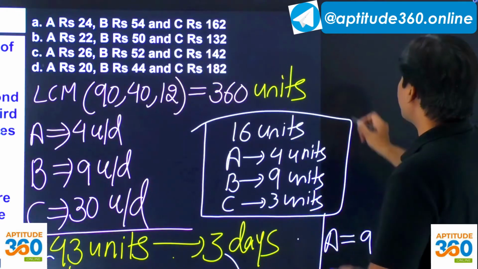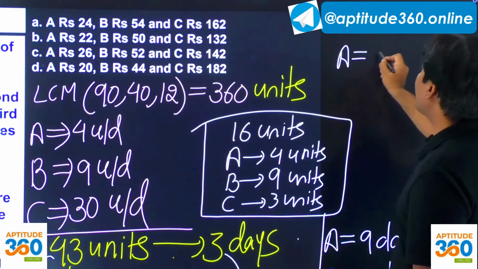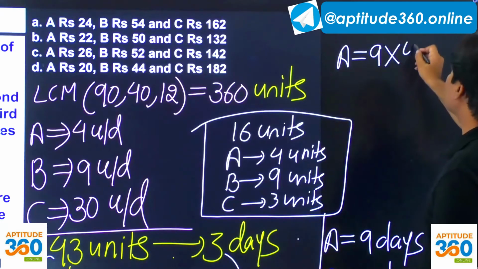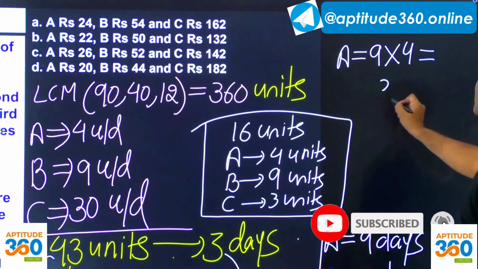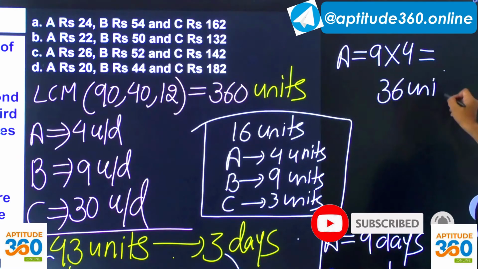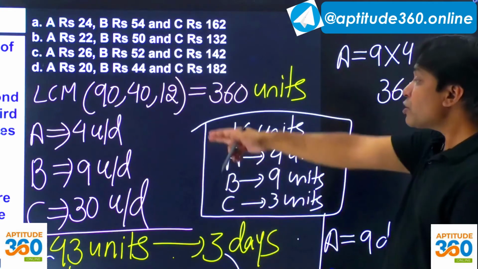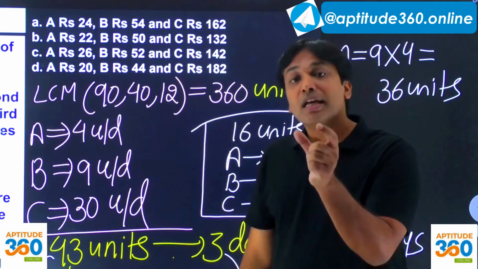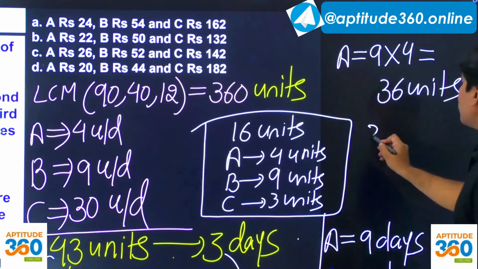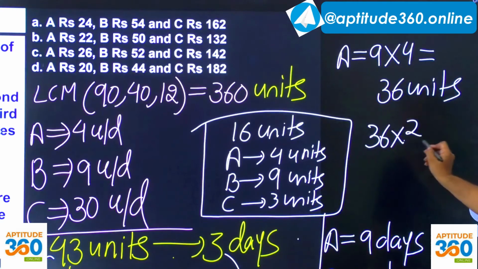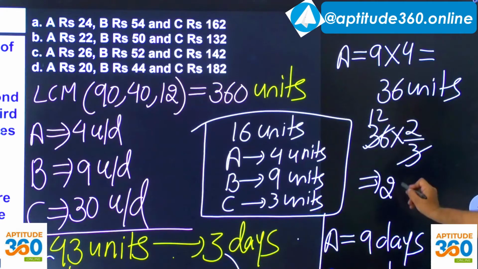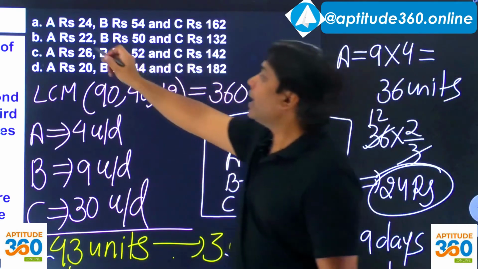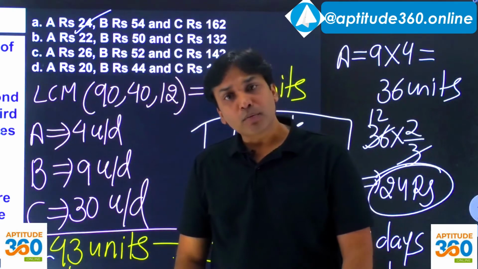And what you have to do? A has worked for how many days? A has worked for 9 days. So 9 into 4, because A does 4 units per day. So A collectively does how many units? A does 36 units. And if that is the condition, we just found out that for 1 unit, they are getting 2 by 3 rupees. So in order to complete 36 units, A should be getting what? 12 into 2. A gets 24 rupees. और 24 rupees कहाँ पे आंसर है भाई? ऑप्शन नंबर A. ये आंसर लगाओ, आगे बढ़ जाओ, काम खत्म हो गया आपका.